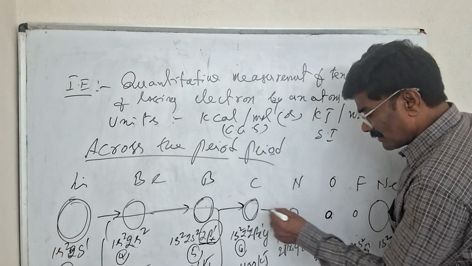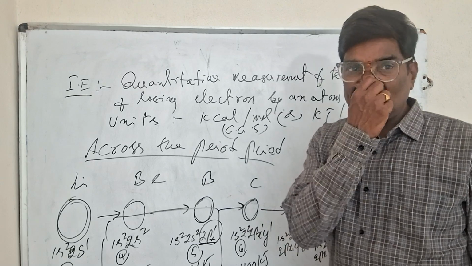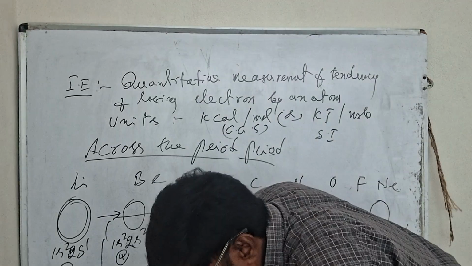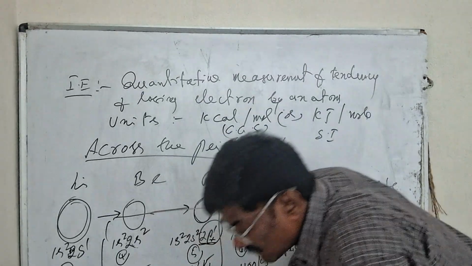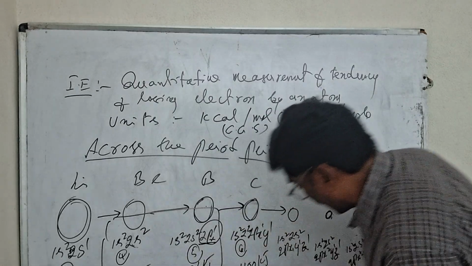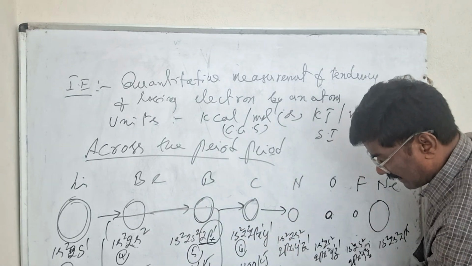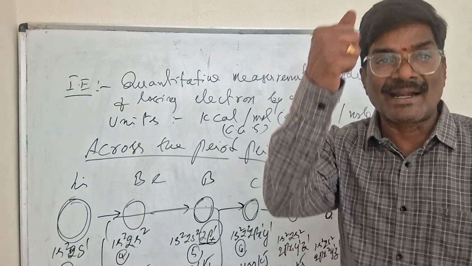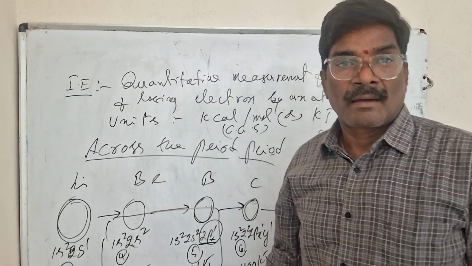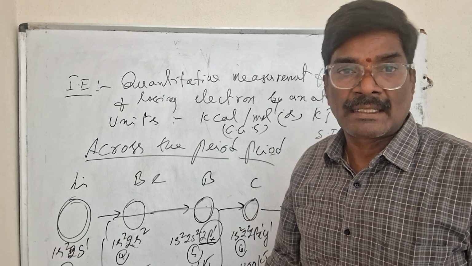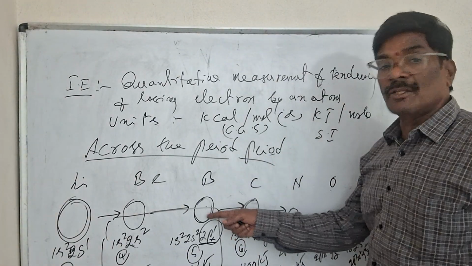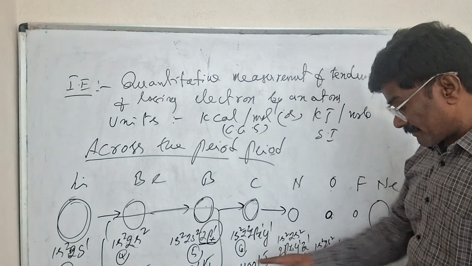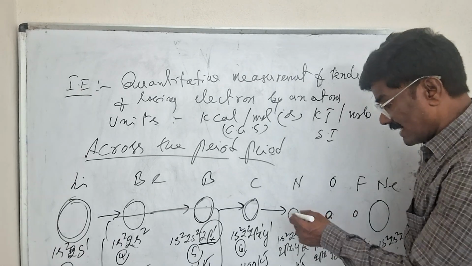When we come from carbon to nitrogen, the IE value suddenly increases. Carbon is 1100, and nitrogen is 1400 kilojoules. 1400 kilojoules, raised. What is the reason? There is a chance of asking this question in competitive examinations. Left to right it should increase, but here there is a lot of increase, very high. Why the sudden increase in IE value?